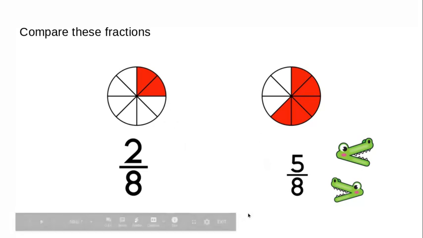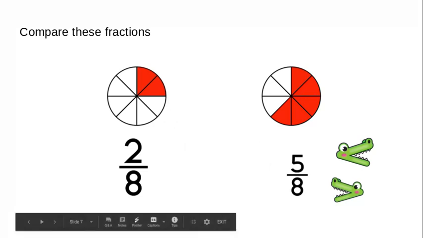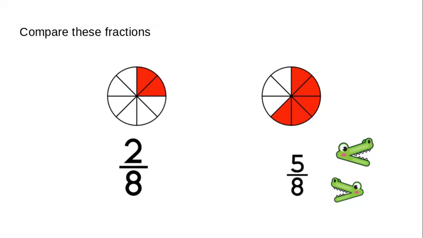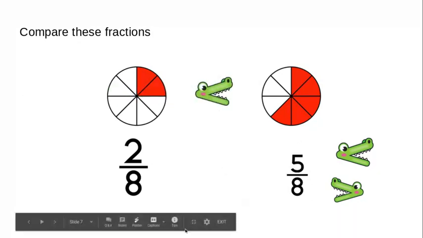So think about which way you would put the math symbol in the alligator mouth. Which way would the opening go? All right, and this reads again like a sentence. So 2/8 is less than 5/8.